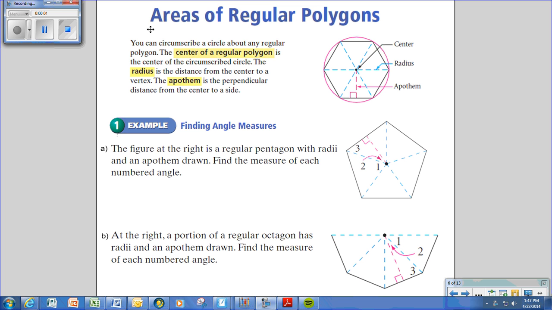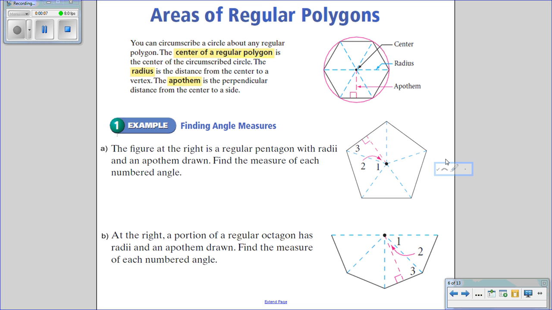Today we're going to talk about the area of a regular polygon. And if you remember, a polygon is any shape that has three or more sides. It has to be closed and the sides have to be straight. A regular polygon, a regular shape, has congruent sides and congruent angles. That makes it regular.